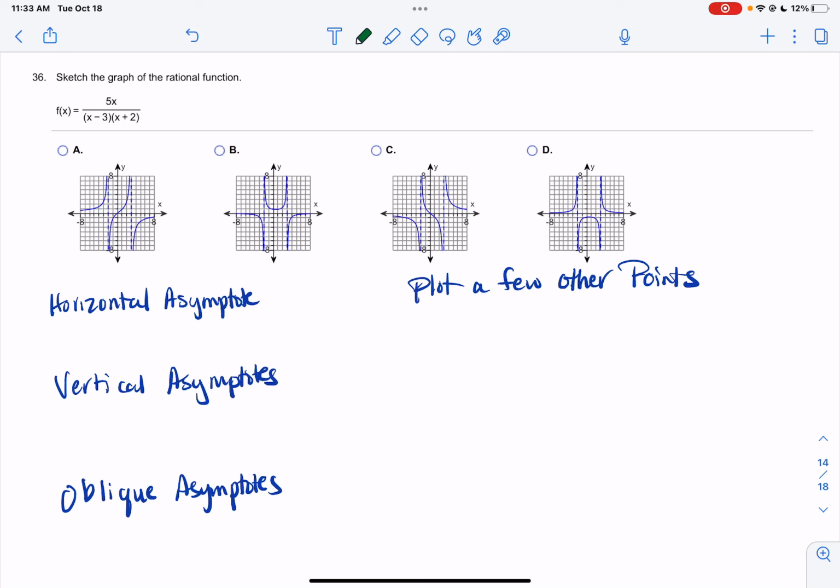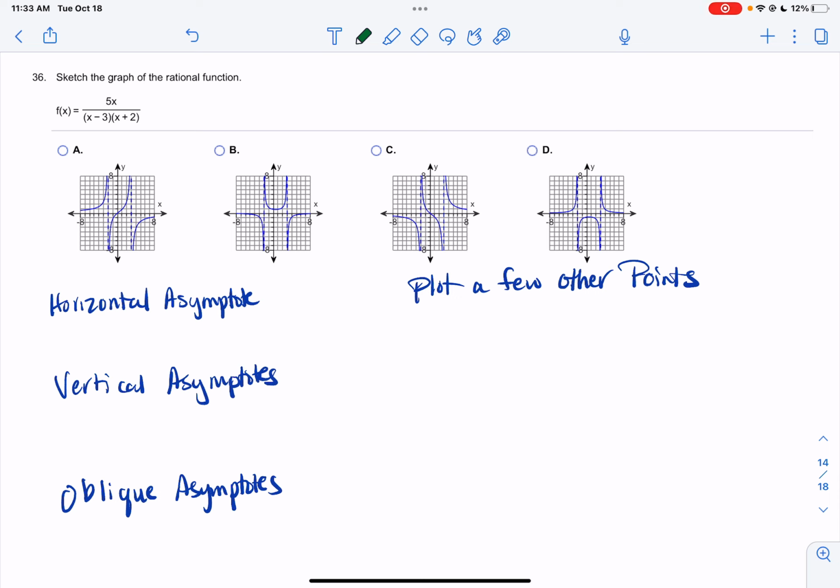All right, finally, our last question in the practice test is number 36. Sketch the graph of the rational function f of x equals 5x in the numerator divided by x minus 3 and x plus 2 in the denominator. So let's begin by sketching any asymptotes, dotted lines that'll help guide our graph.